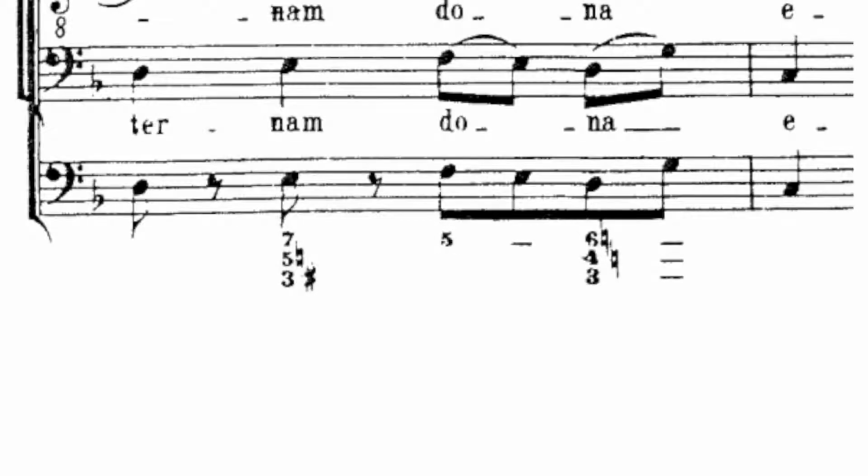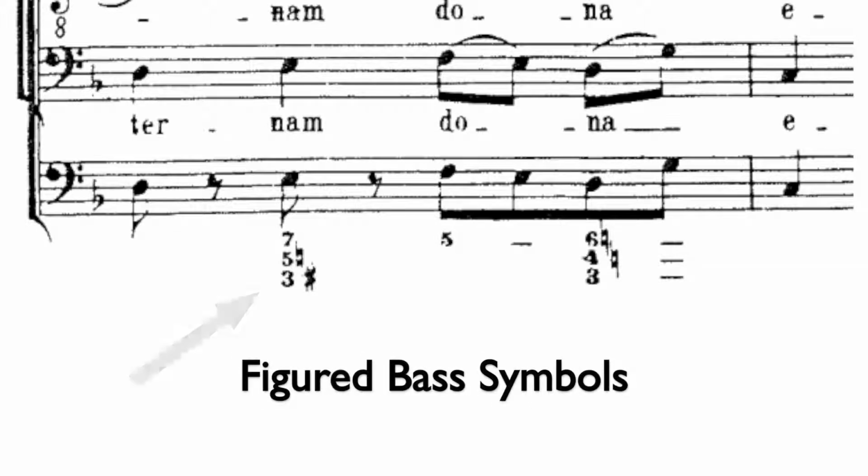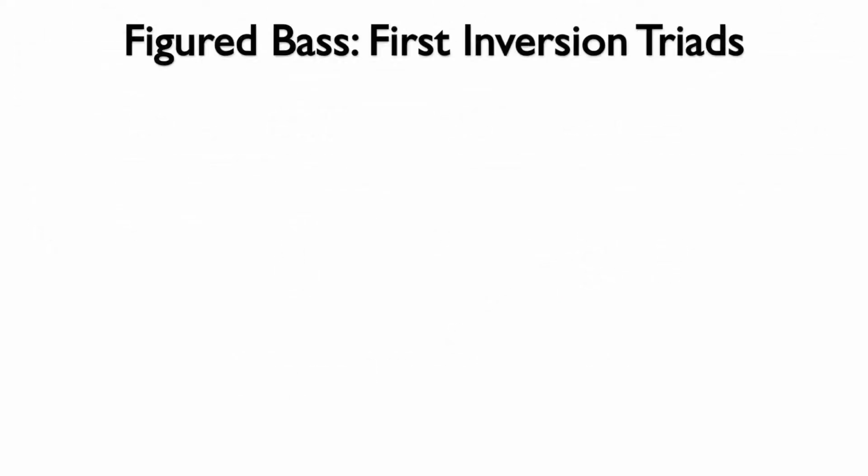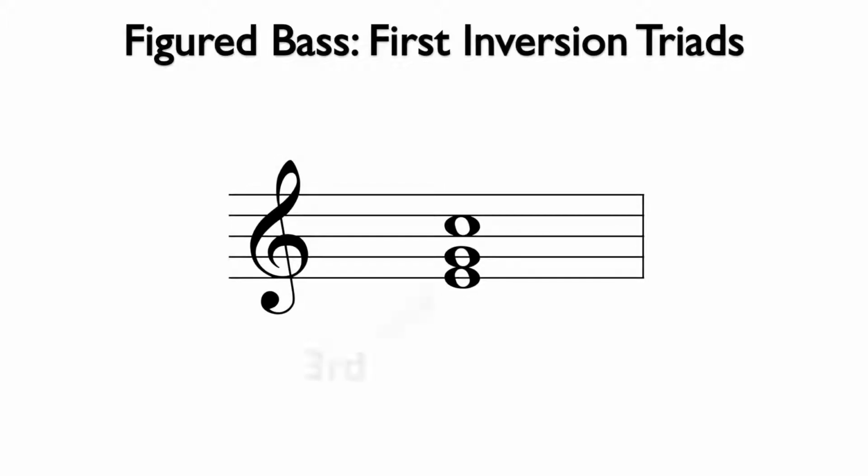As we learned in the previous video, figured bass symbols were used in the Baroque and early classical periods to indicate the notes above a bass note that were to be used to complete a given chord. In this video, we will learn the figures associated with first inversion triads. A first inversion triad is a triad where the third of the chord is the lowest voice.